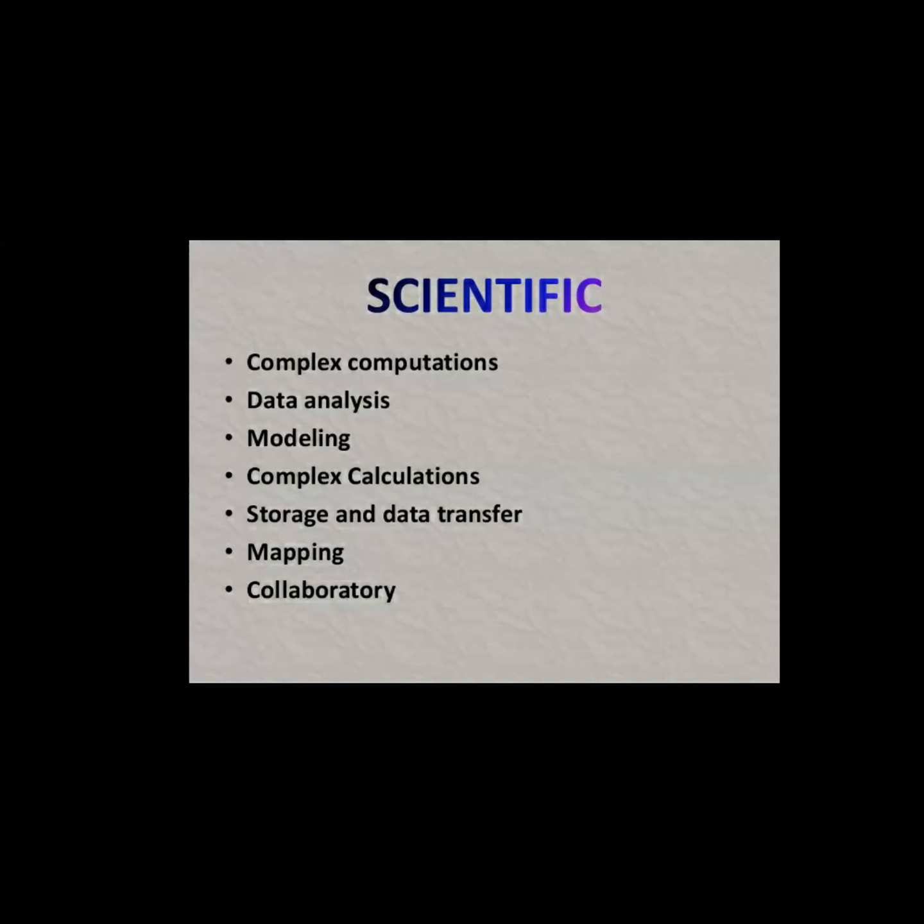Complex computations like, when you listen to radio, when you listen to TV, you see people telling you they are forecasting the weather. That's one of the complex calculations that we do. Because of this, it's most likely that it's going to rain tomorrow in Lagos, there will be rain. In Kano, there will be heat. In Sokoto, there will be breeze. It's as a result of complex calculation and computation. Then data analysis, modeling, storage and data transfer, mapping.